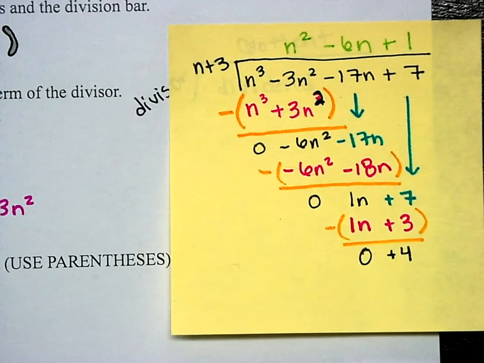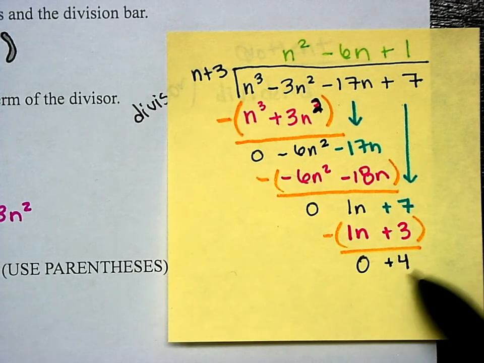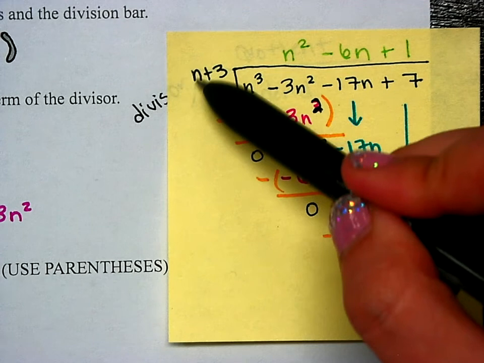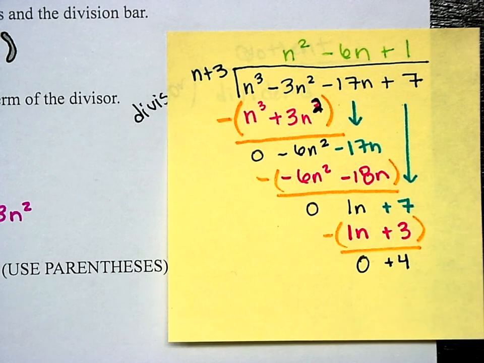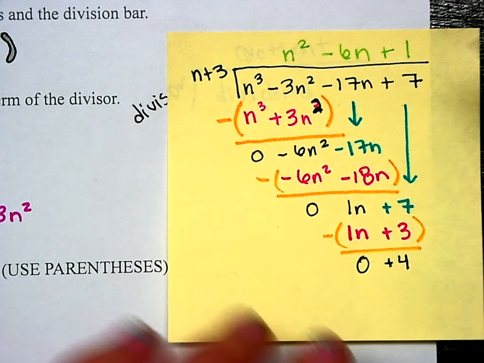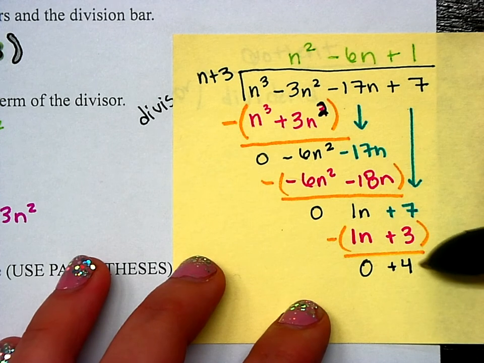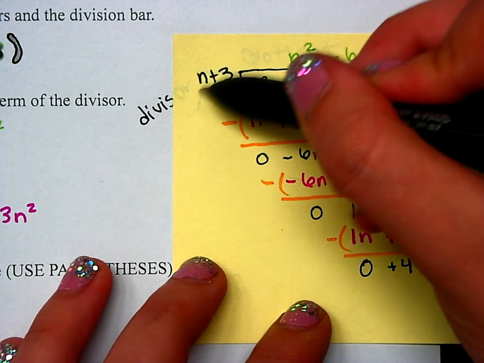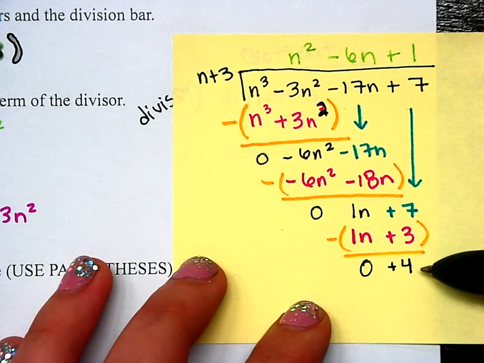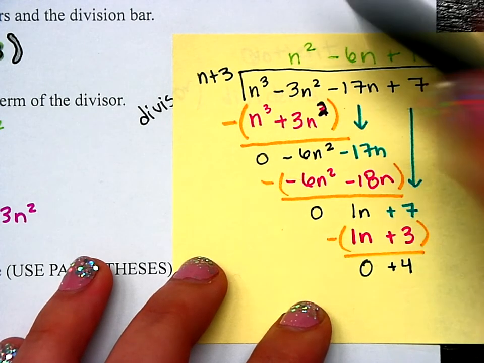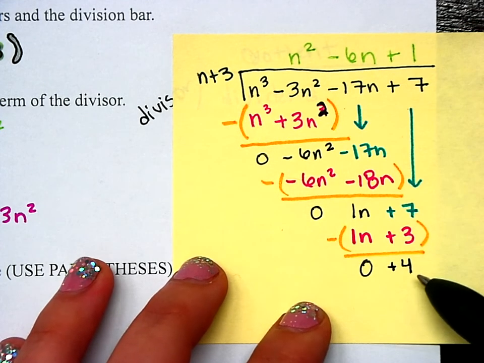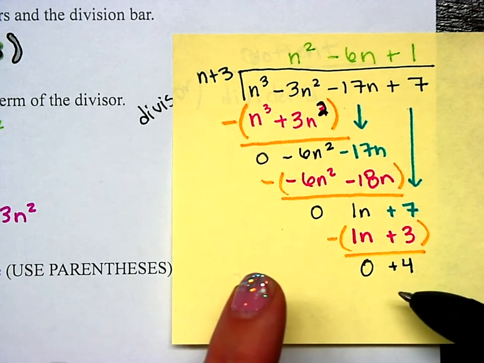So what you need to ask yourself is, can you divide this value by the first term here? I can write that 4 divided by n, but I'm not going to have a value to put here, because I no longer have the n. When this power is less than this one, then we are done. This is n to the 0 power, this is n to the first. So we are done. What this does mean though is I have a remainder.